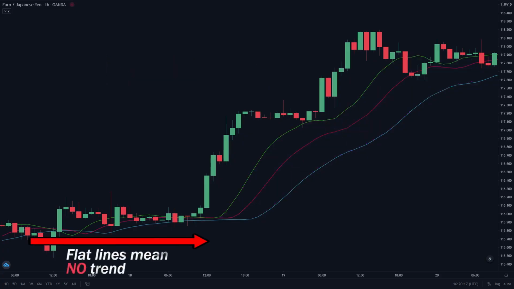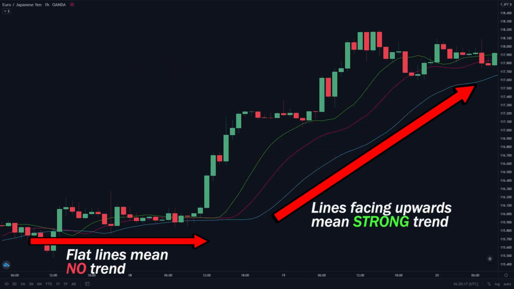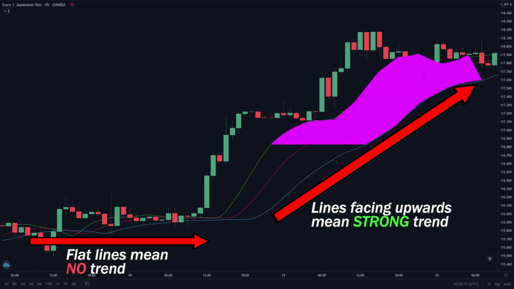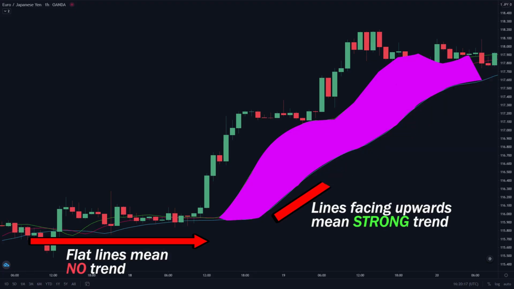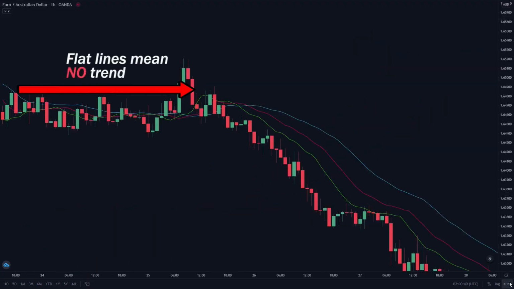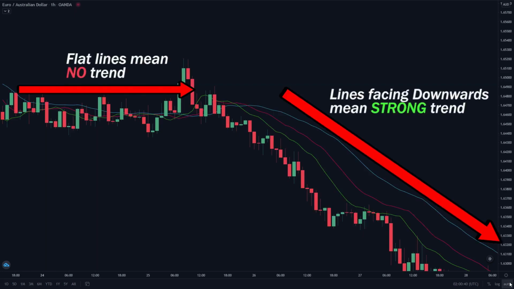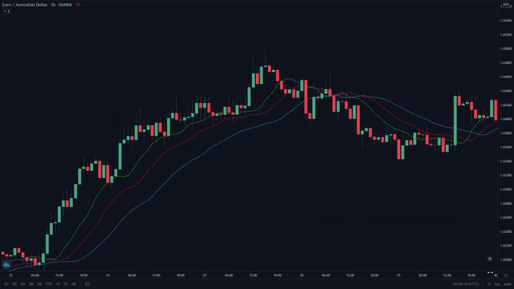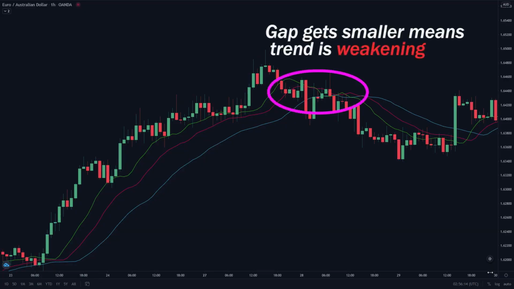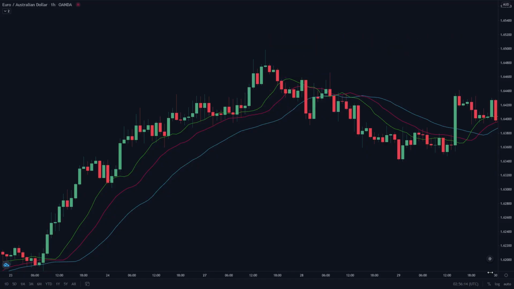Usually, the direction of the lines also determines how strong the trend is. If the lines are spread apart and heading significantly upwards, it means the price is in a strong uptrend. And when the lines are facing in a significant downwards direction, it means it's in a strong downtrend. The Alligator can also indicate if a trend is weakening. As a trend comes to an end, the lines will come closer together, indicating that you should be prepared to close your position.